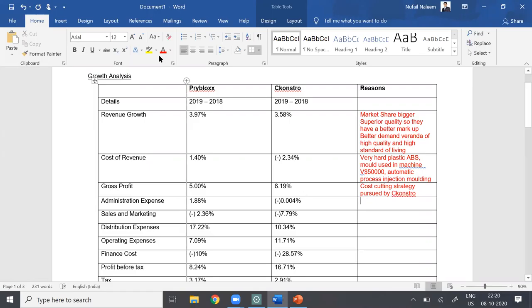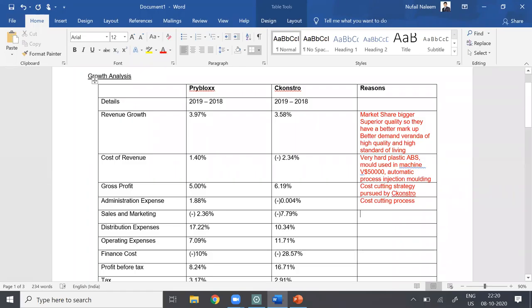So I'll write down here cost cutting process. That is very clear for you. Sales and marketing, their one is significantly less than our one, reduction. But I'm telling you, sales and marketing is a weakness from our area. We should improve that, students, because we are not investing anything on sales and marketing.